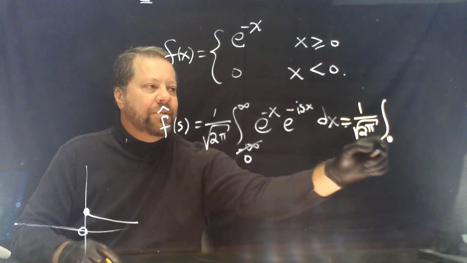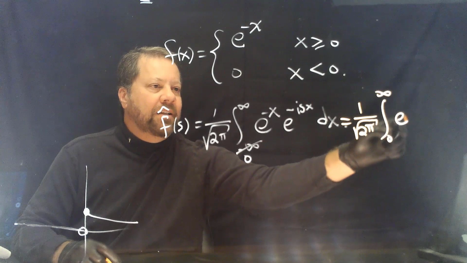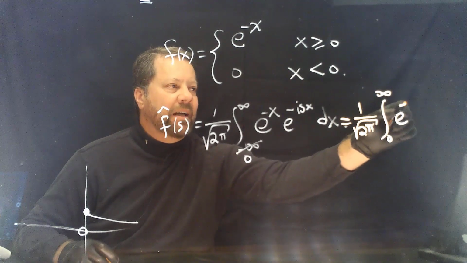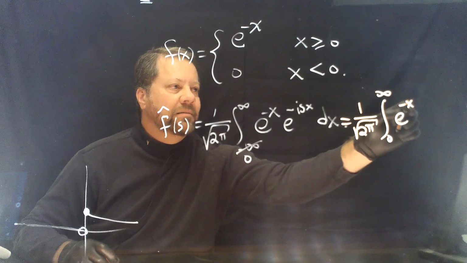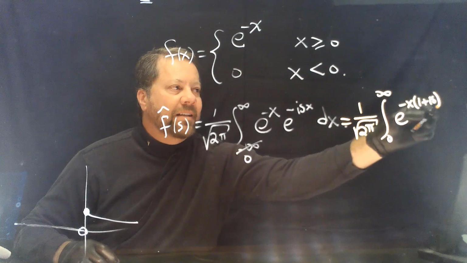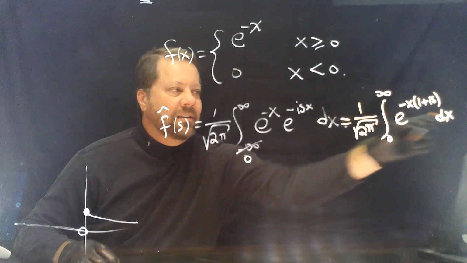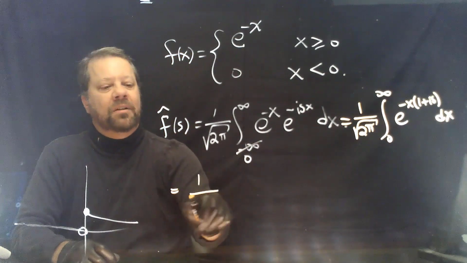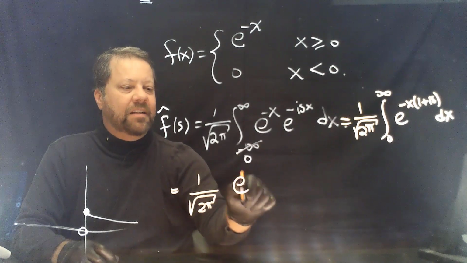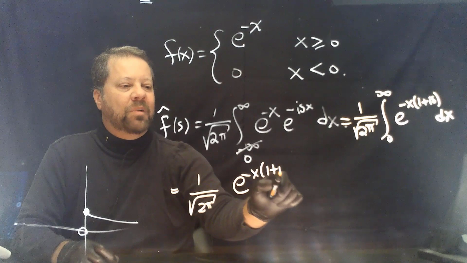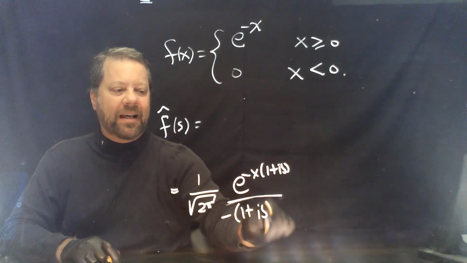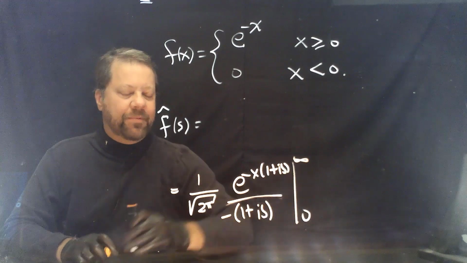The integral from 0 to infinity, e to the, we'll combine these, we'll have minus x times 1 plus is dx. 1 over root 2 pi. We'll have e to the minus x 1 plus is over negative 1 plus is evaluated from 0 to infinity.